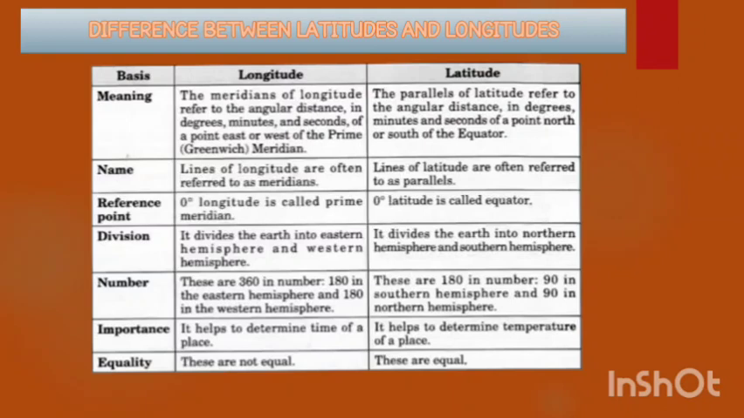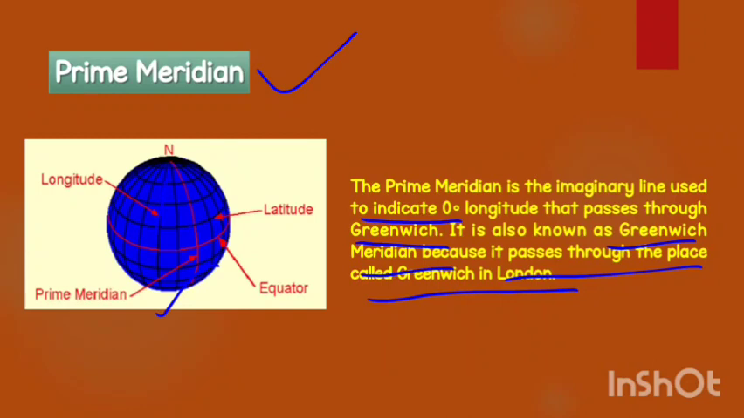Now we will discuss the difference between longitude and latitude. The meridian of longitude refers to the angular distance in degree, minute or second of a point east or west of the prime meridian or Greenwich meridian. In the case of latitude, the parallels of latitude refer to the angular distance in degree, minutes or seconds of a point north or south of the equator. So this one is your longitude and this one is your latitude.